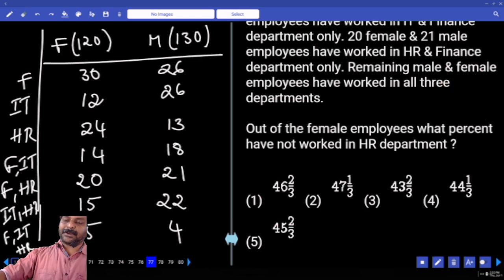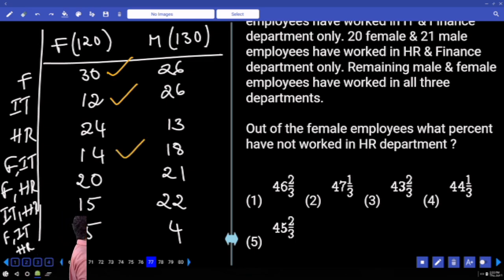Out of the female employees, what percent have not worked in HR department? Do remember, when you have only three kinds, HR, IT, finance, if the question is about not working, a negative statement, not working in HR, there will be only three kinds: only IT, only finance, IT and finance both. Only three. Only HR, only finance, only IT, finance and IT. Rest all will have HR as one of the combination. So sum of these three numbers, how much is that?